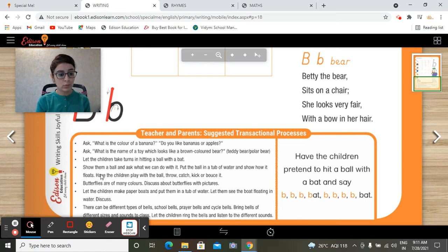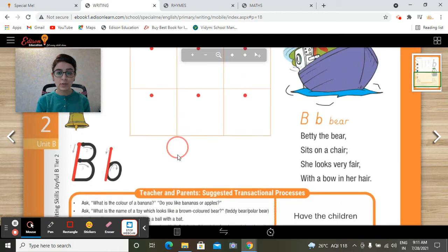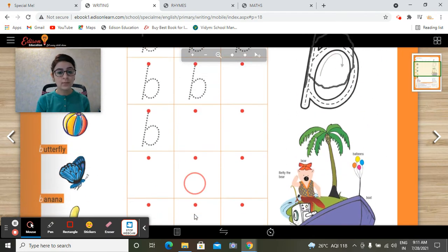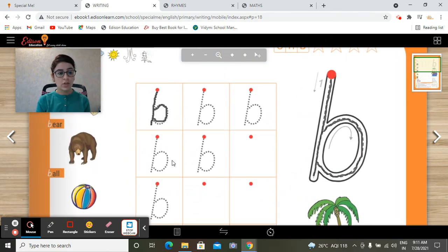So you have to do up to these 3 points only. The rest of that we'll do tomorrow, but please make sure your child will do tracing of this letter B. You do not have to complete this page, only complete these tracing letters.